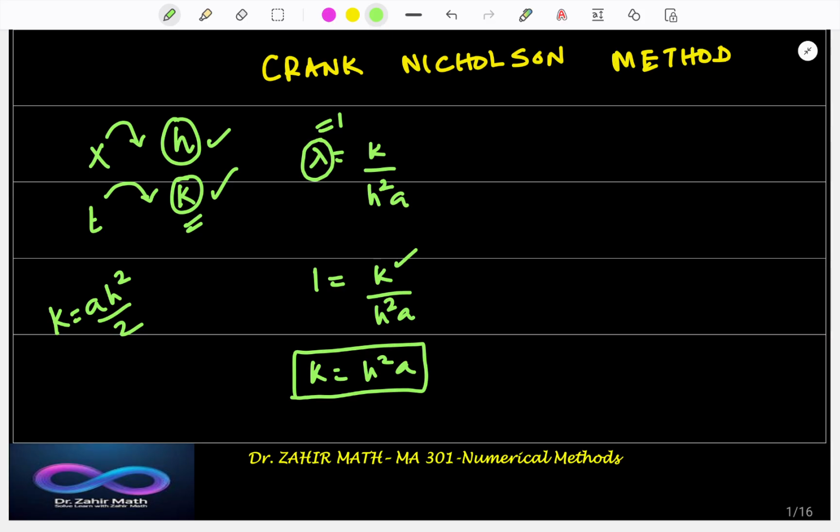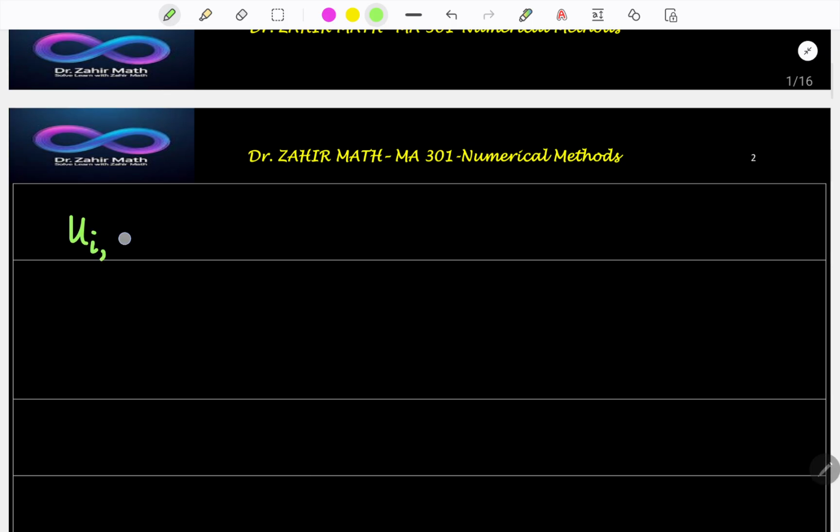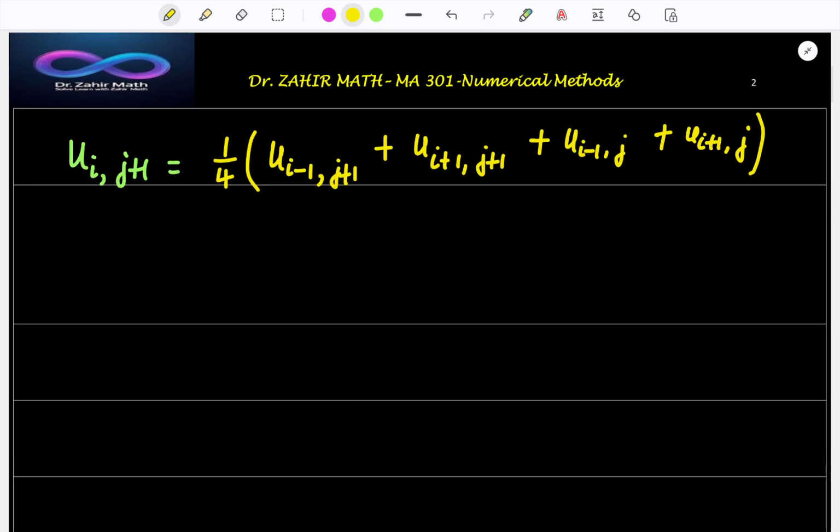This Crank-Nicolson gave you the formula by choosing lambda equal to 1. He gave the formula u(i, j+1) equals, right, 1 by 4. It is not 1 by 2; Bender-Schmidt is 1 by 2. Keep in your mind. Bracket open, u(i-1, j+1) plus u(i+1, j+1) plus u(i-1, j) plus u(i+1, j). So this is your Crank-Nicolson method, or Crank-Nicolson formula. Teacher, how can I remember this formula?